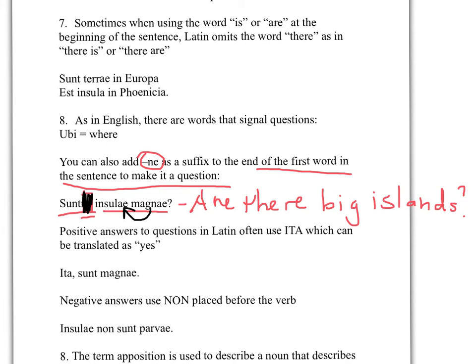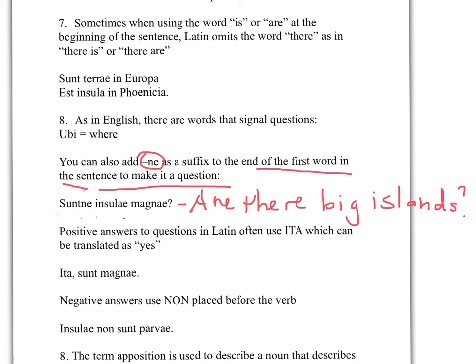The noun is islands, insulae. The adjective is magnae. And in this case, you can either make it into a simple sentence and supply the words there are big islands, or if you add ne, then you can make it into a question.